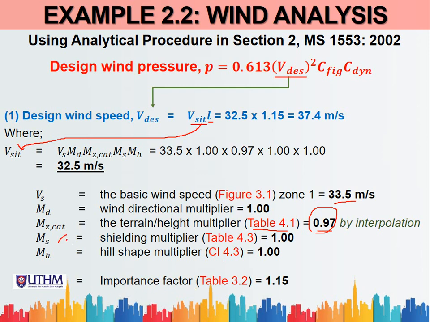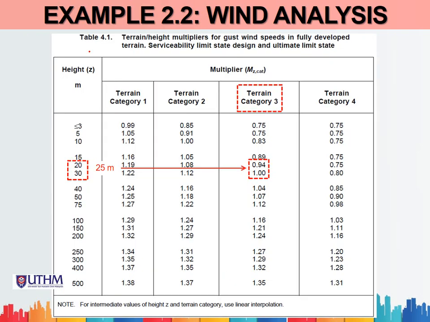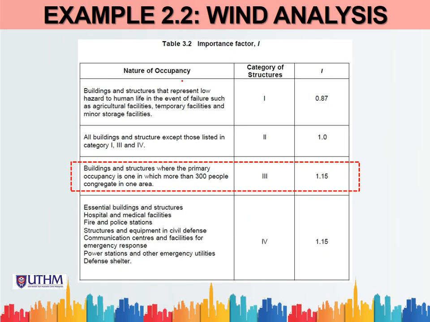Okay, so we will look at MS, MH and also L. So this is table 4.1. Okay, so this is for the terrain height multiplier, I have explained earlier. And this is the importance factor. So the importance factor here, we'll select category number 3, where the building and structure where the primary occupancy is one with more than 300 congregate in one area. Of course, a 7-story building has more than 200 people. So we take the importance factor as 1.15.